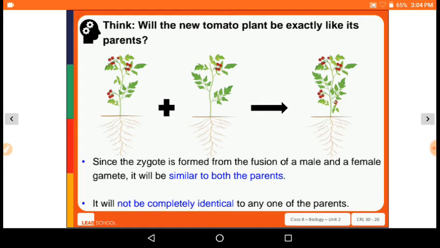हम यहाँ पे पता नहीं लगा सकते कौन मेल है और कौन फीमेल पेरेंट है या उसके कौन से पेरेंट है. Okay.